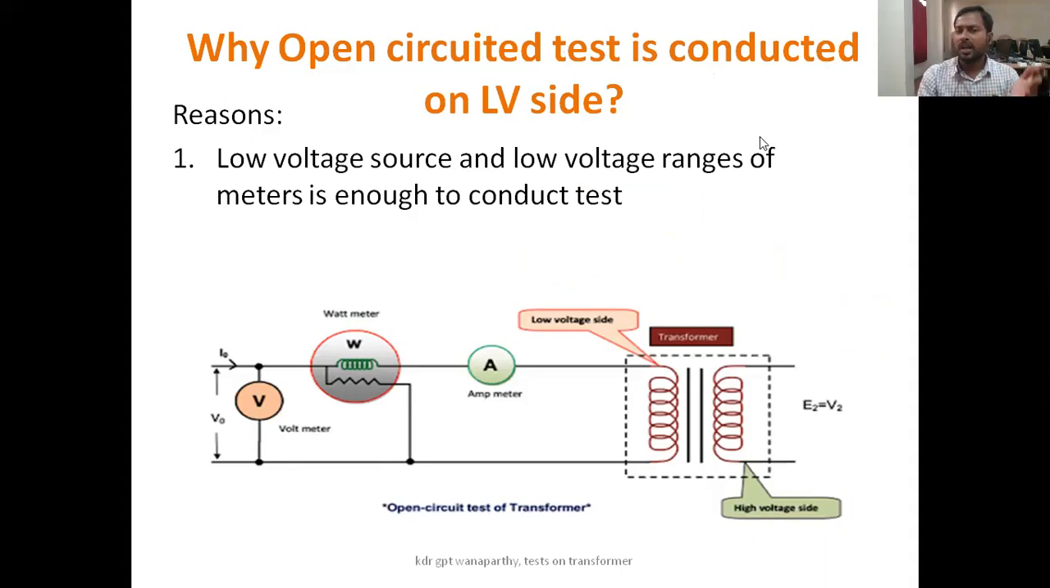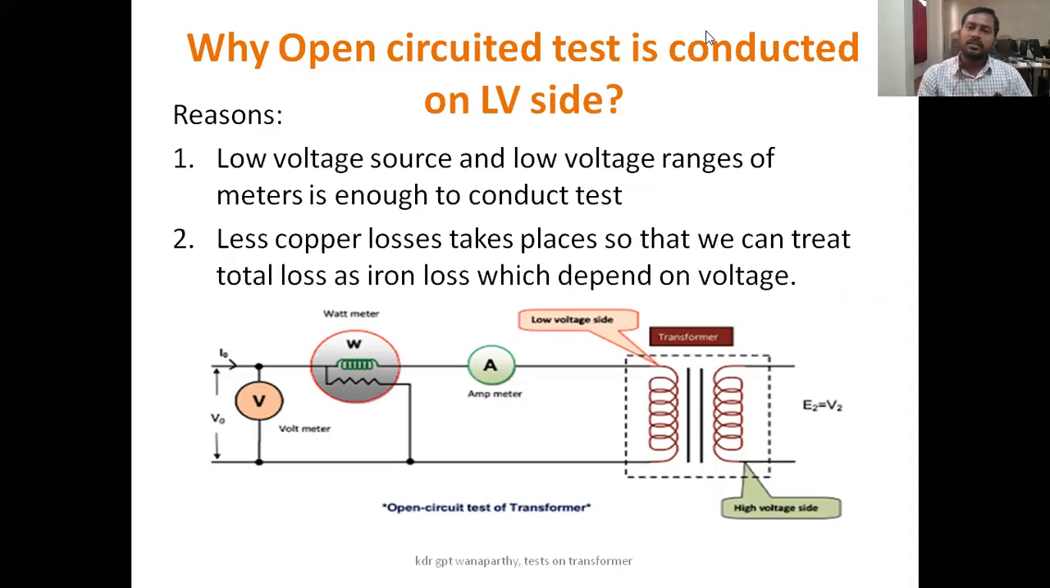If you take the HV side, high voltage meters are required, so potential transformers (PTs) are required. We need to reduce the high voltage to low voltage, and then we can use that with a meter. So that is a difficulty.